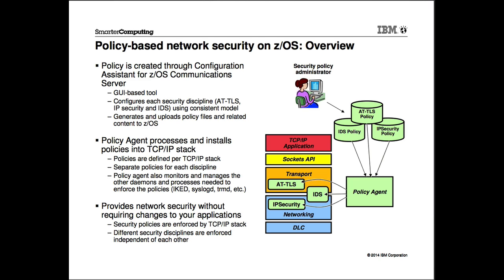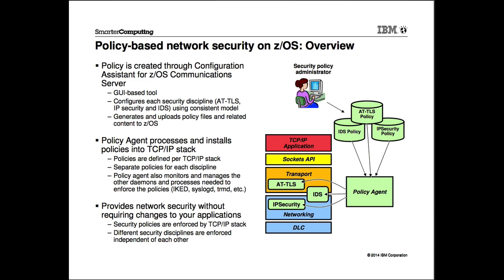For example, all FTP traffic must be encrypted with triple DES, right? All TN3270 traffic must be encrypted with triple DES. All other traffic, block it. That's an example of security policies. You specify those in our graphical user interface tool. It creates the configuration files.